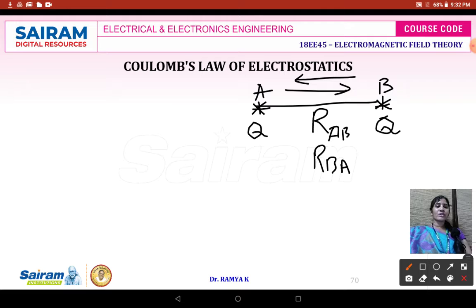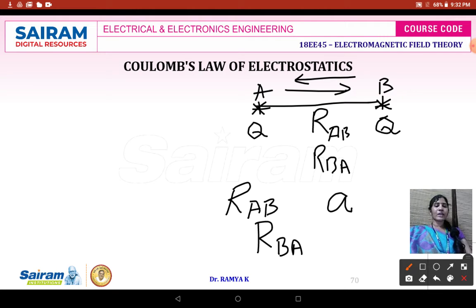If the vector is going to travel from A to B, I can write the distance vector as RAB. Suppose the vector is going to travel from B to A, I can write it as RBA. It is your distance vector. The unit vector is represented with the letter A. Similarly, if the vector travels from A to B, it is AAB. If the vector travels from B to A, then it is the ABA vector.